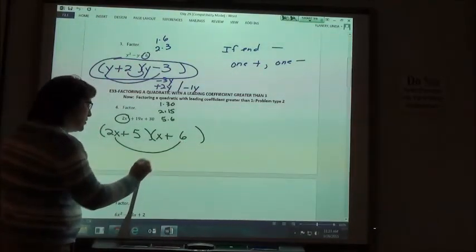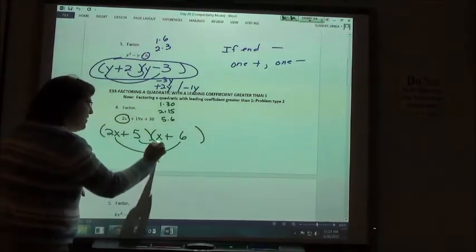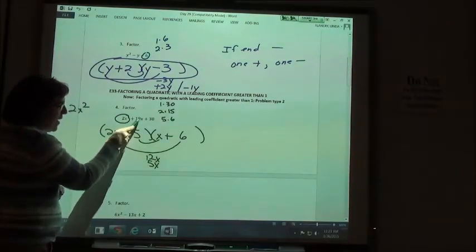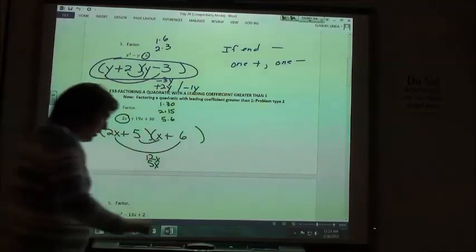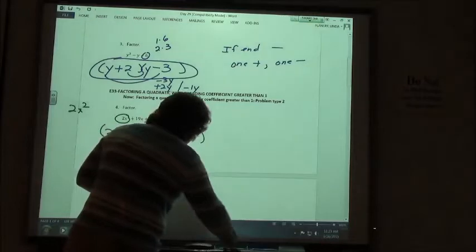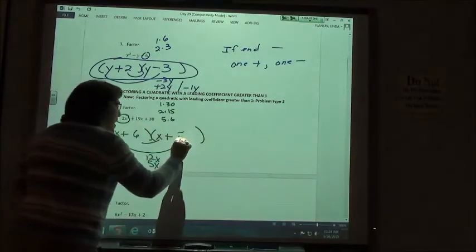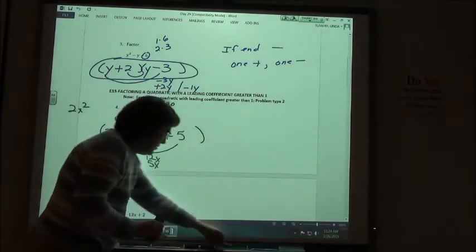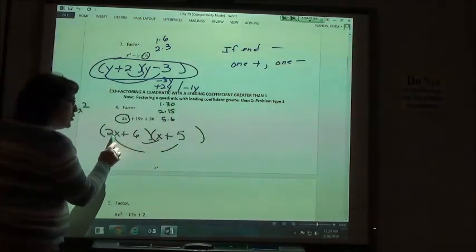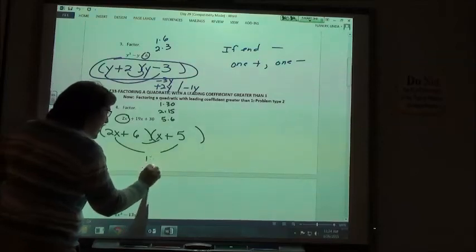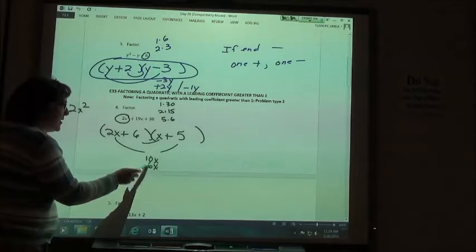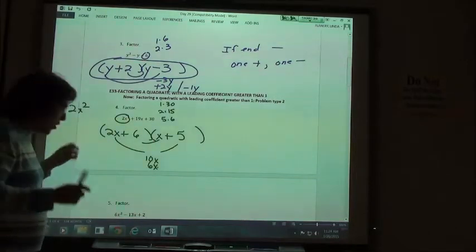2x times 6 would be 12x. 5 times x is 5x. 12 plus 5 is 17. I want 19. Not going to work. So what I'm going to do is switch the order around and try it the other way. 6 and 5. Grab my eraser again here. And now I'm going to check. 2 times 5 gives me 10x. 6 times x is 6x. 10 plus 6 is 16. Still doesn't work.